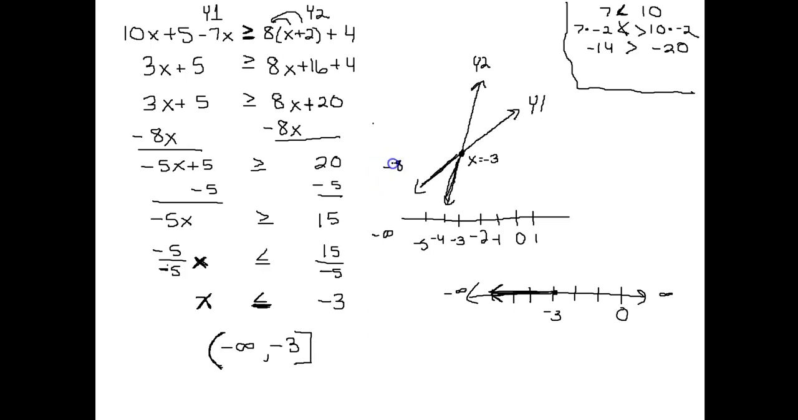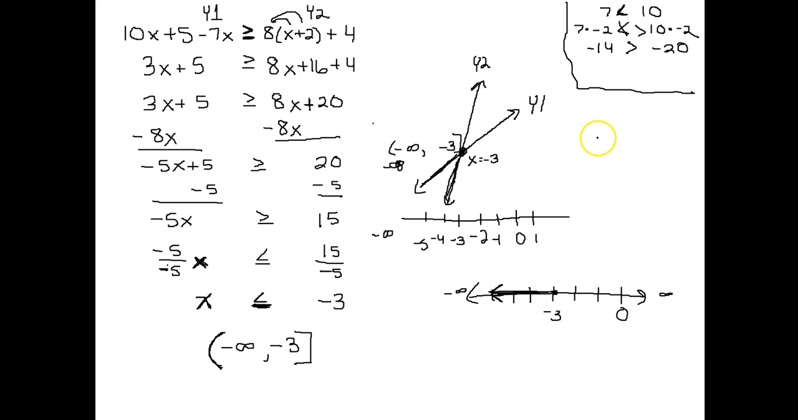Out here from -infinity up to that -3. And then since the question was greater than or equal to, we say, well, we're going to include the -3, so we're going to do a bracket. And that matches up with what we figured out when we did it analytically.